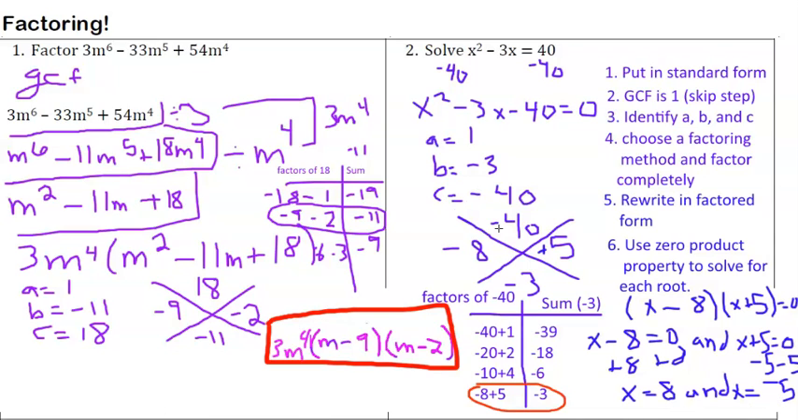So your roots, your zeros are -5 and 8. Those are your zeros. Those are your roots, your solutions.